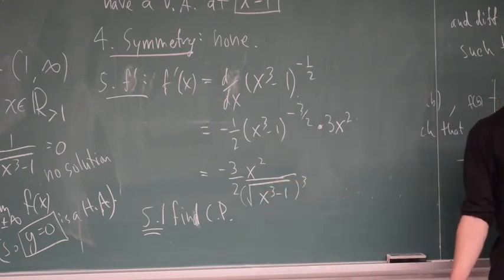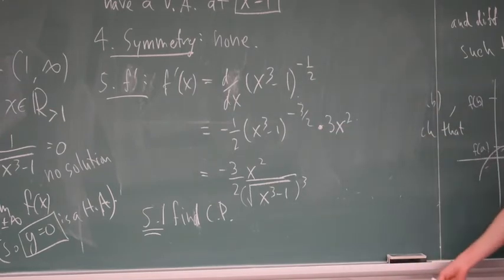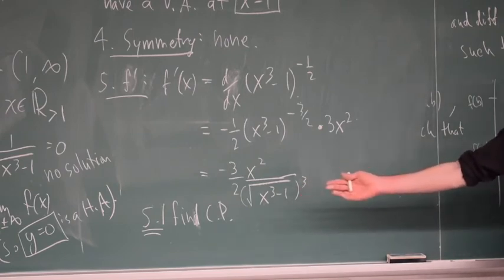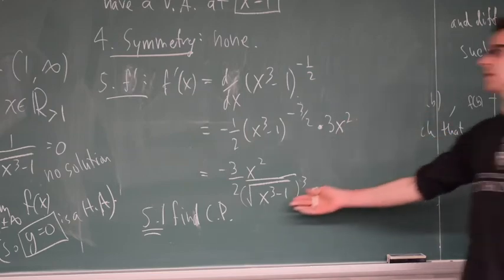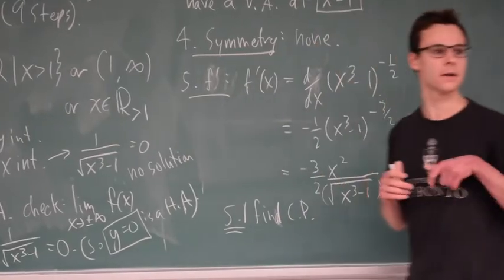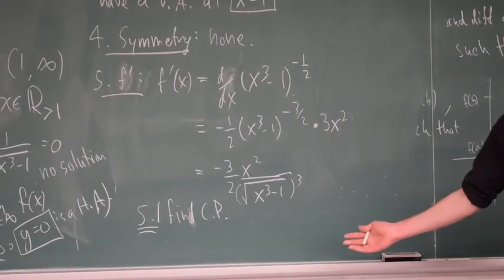So do we have a critical point or not? No, because 0 is not in the domain, okay? Do we have a point where the derivative is undefined? Yes. Where? At 1. But we already know that's a problem point because we have a vertical asymptote there, okay? So actually, there are no critical points here at all, okay?